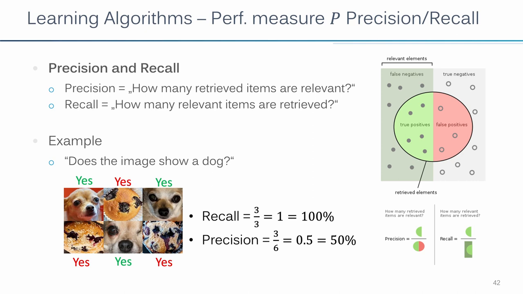You label everything as not a dog, and only the one that you're super certain about, this one you label as a dog. So if your model gives you probabilities for all of these pictures, and it says, not sure, not sure, not sure, not sure, not sure, but this one I'm pretty sure, you only label this one as a dog. Then precision is one, because you have a true positive, it is a dog, but you don't have any false positive. You didn't label any of these as dogs. And then you have 100% precision.